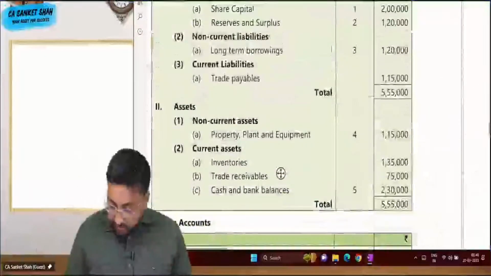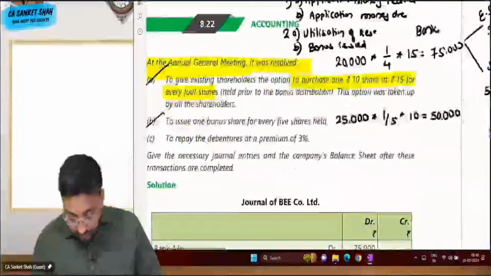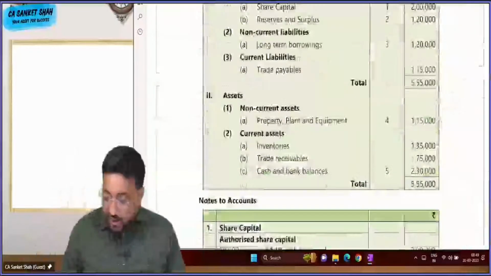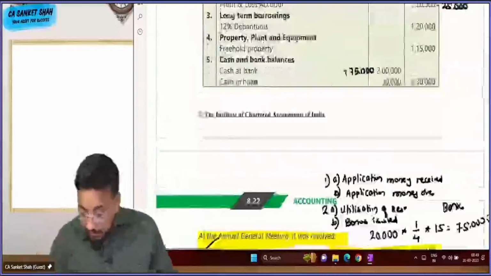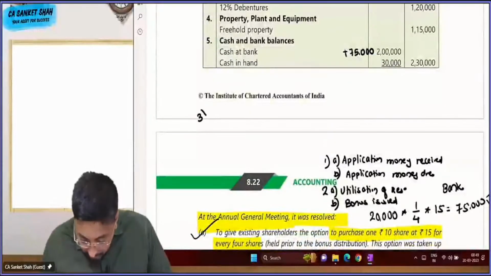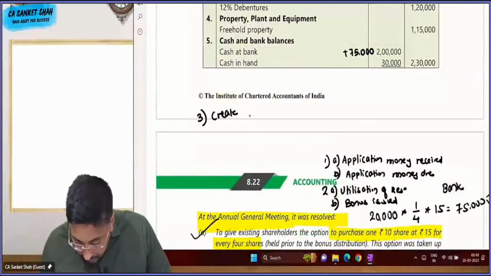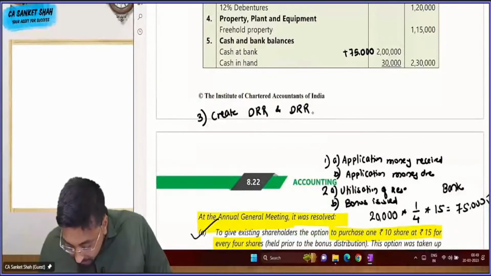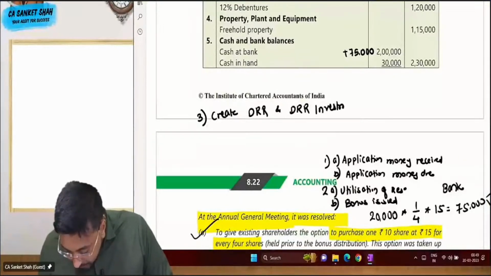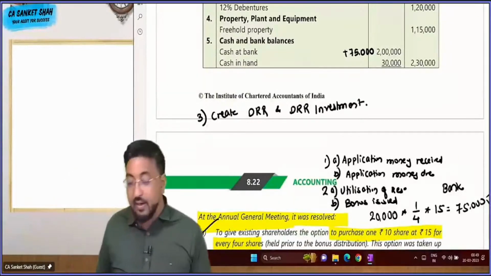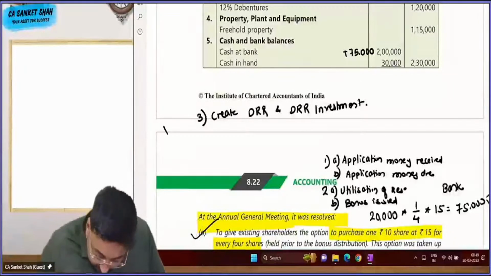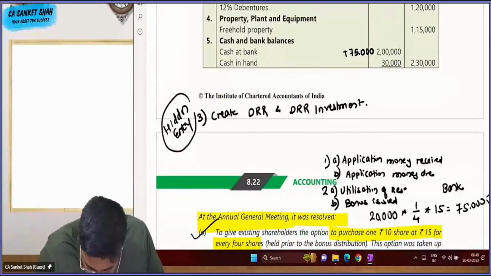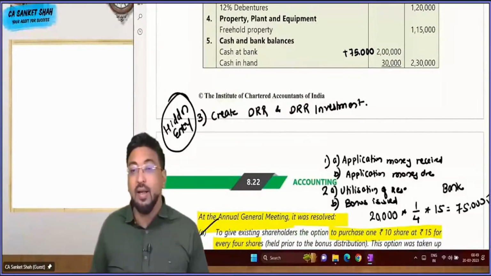Next one. Now see, to repay debentures at a premium of 3%. See, in the balance sheet we do not have DRR. So first, third entry, create DRR and DRR investment. So this is a hidden entry now. Create DRR and DRR investment.